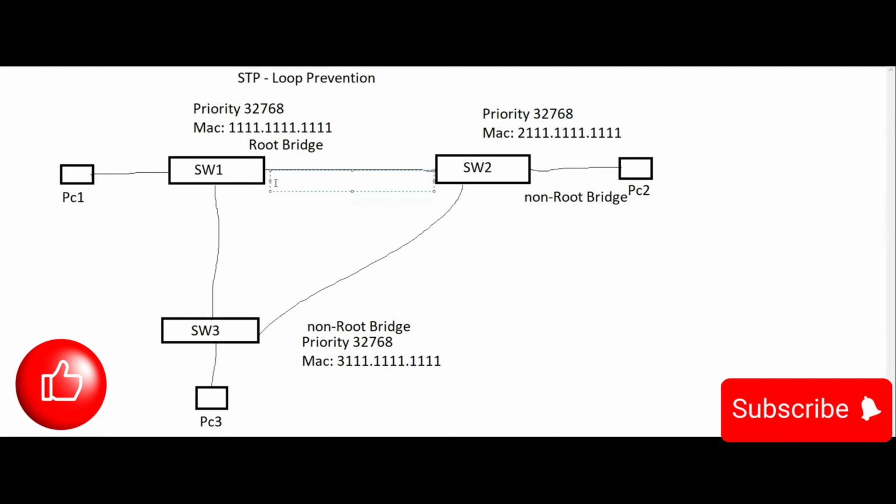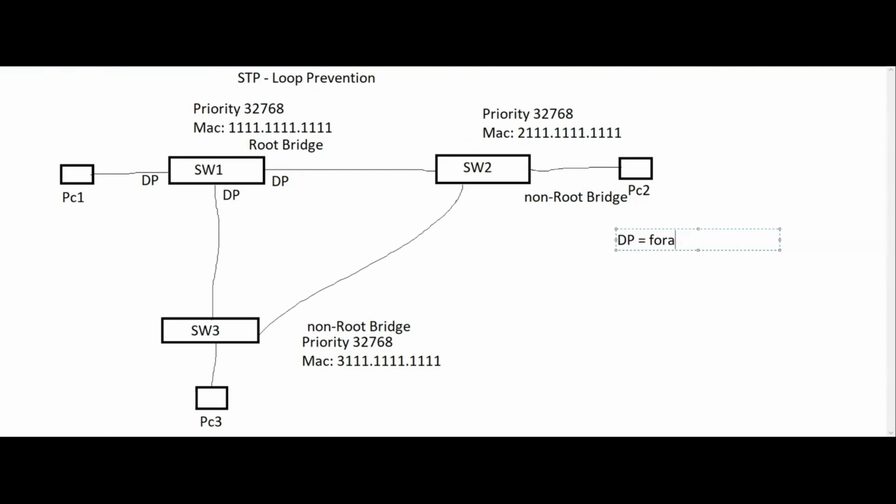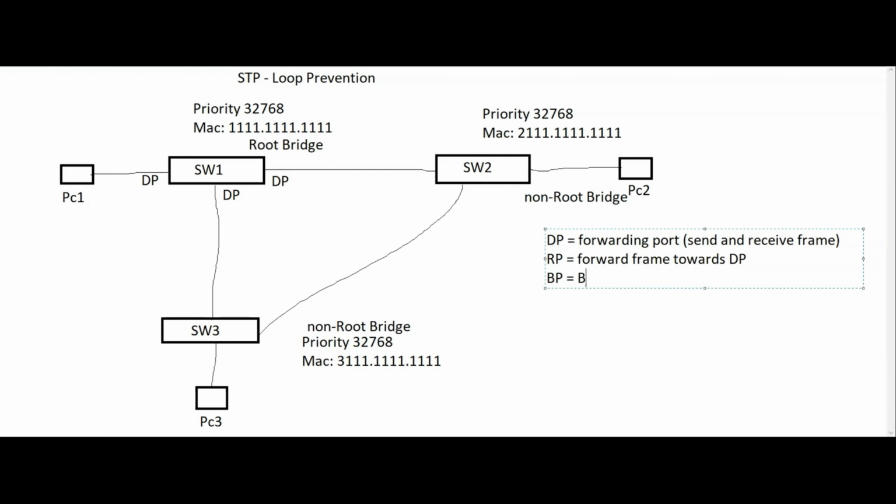So if this is the root bridge, all its ports will be DP, designated ports. What is a designated port? Designated port means forwarding port. DP means forwarding. We call it a forwarding port, or active. It can send and receive frames. That means it's an active port. Okay. And in STP, we have three different kinds of port. Another port we have is the root port. This is RP. The root port forwards frames towards the DP. And another one we have is BP, blocking port. That's the block port.